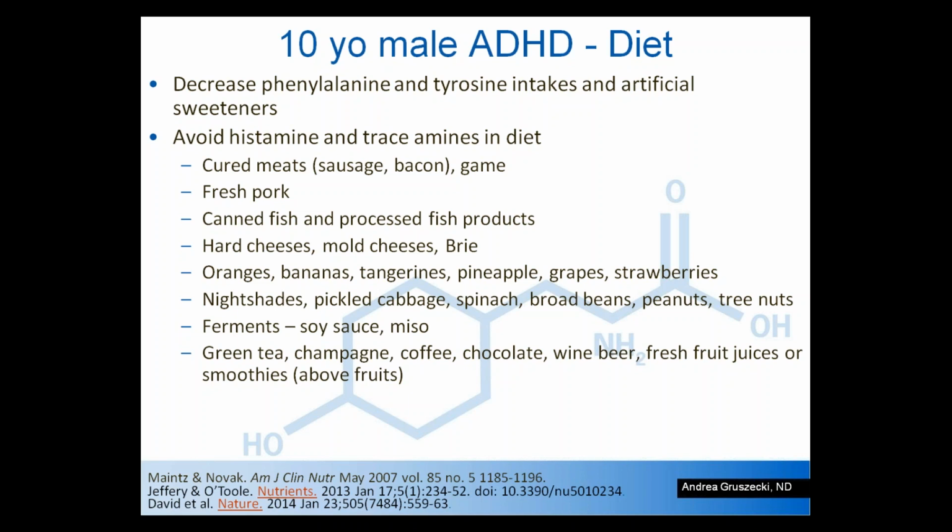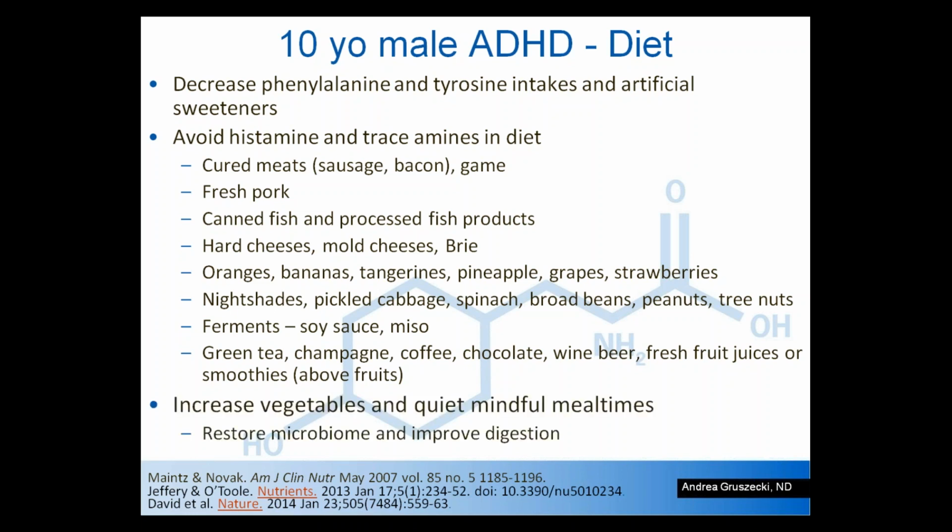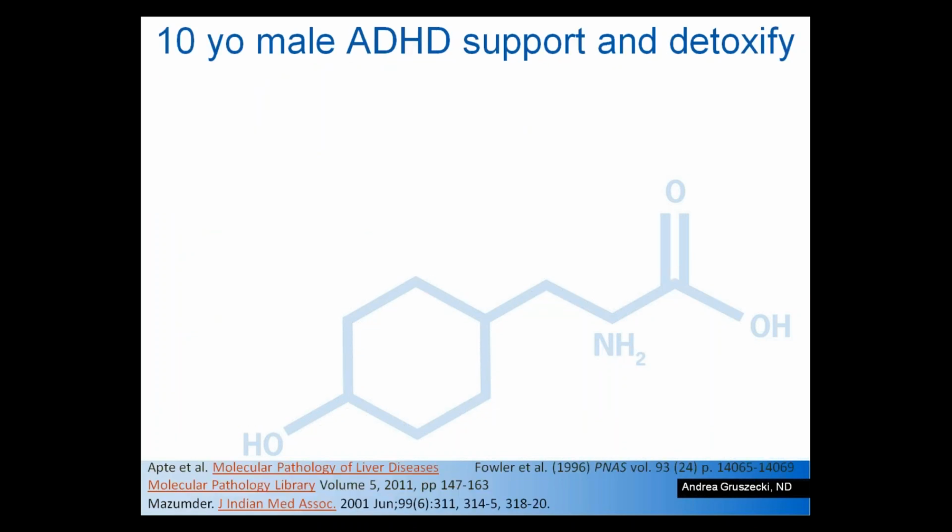Another thing that might be tried involves the support of monoamine oxidase with forskolin, because that may increase the breakdown of these trace amines. And then lastly, we would want to increase vegetable intake, and we would want to encourage quiet, mindful, distraction-free mealtimes for this child to try and improve parasympathetic tone and signaling and restore the microbiome. So further supports for this patient would include forskolin, as mentioned, which in vitro has been shown to increase monoamine oxidase expression. MAOA is one of the primary enzymes to break down catecholamine neurotransmitters, and it's also important in the gut to break down trace amines.